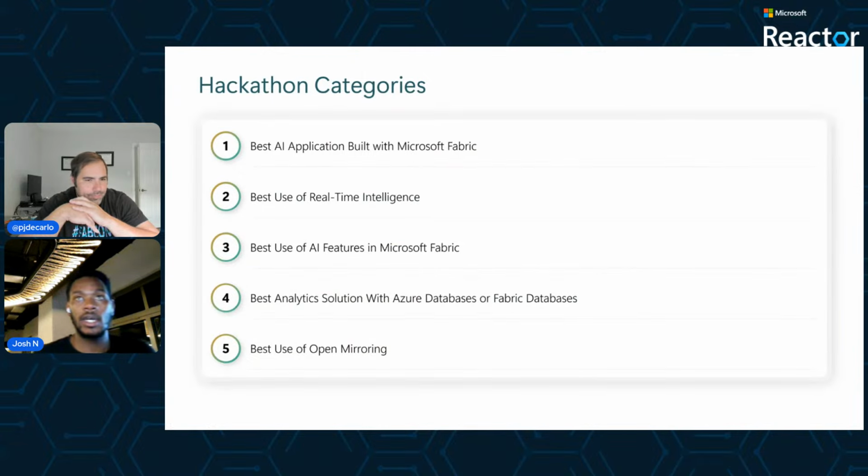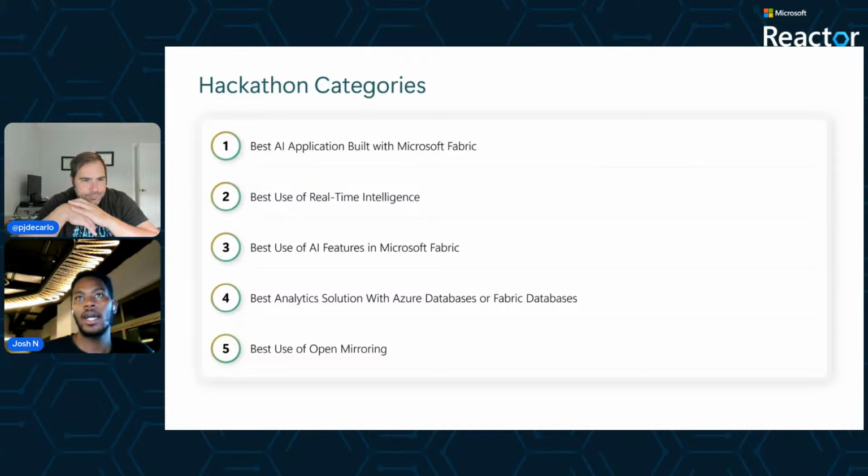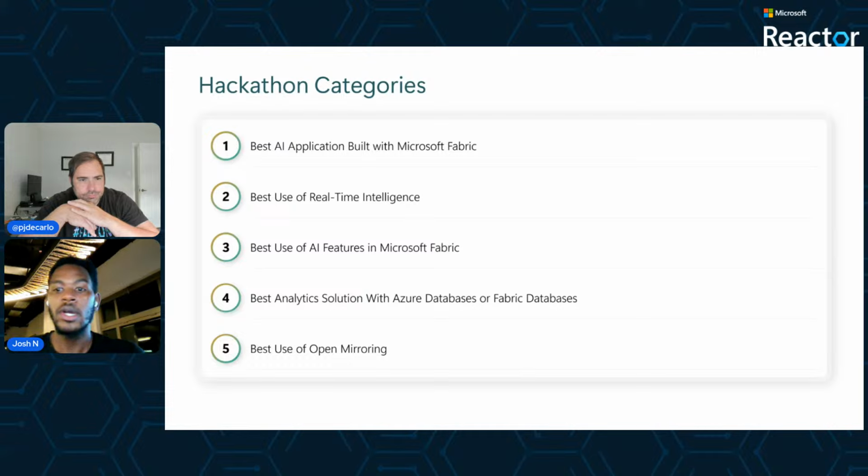Then, what are our hackathon categories? We have 5 hackathon categories. The first one is the best AI application built with Microsoft Fabric. This could be an application that uses Fabric's advanced AI capabilities, like maybe data agents, integration with AI Foundry, integration with Copilot Studio. It could be building RAG applications inside of Microsoft Fabric using maybe the Eventhouse. It could be building custom ML models trained inside of Microsoft Fabric. So here it's just the best AI application built with Microsoft Fabric.